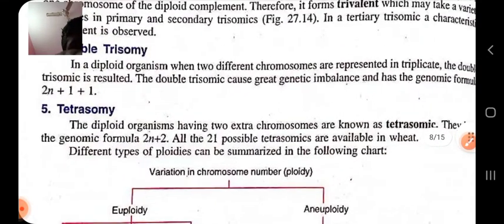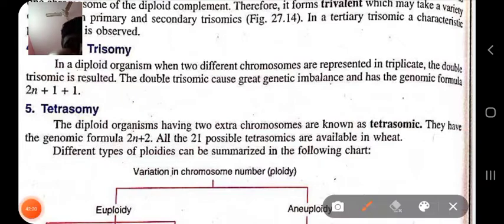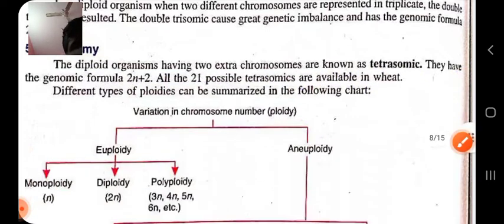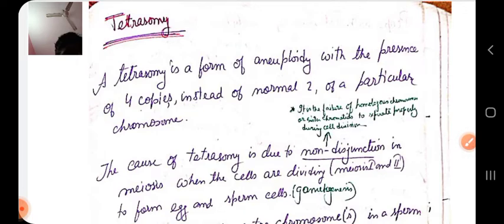Last is tetrasomy. A diploid organism having two extra chromosomes is called tetrasomic. The genomic formula is 2n plus 2. That means two extra chromosomes are now present, and that leads to tetrasomy. All the 21 possible tetrasomies are available in wheat. So what does it say about tetrasomy? Tetrasomy is a form of aneuploidy with the presence of 4 copies of a particular chromosome instead of the normal 2 copies.